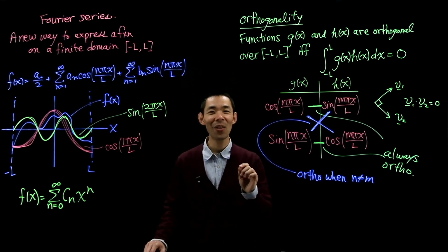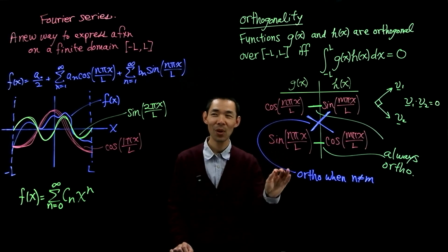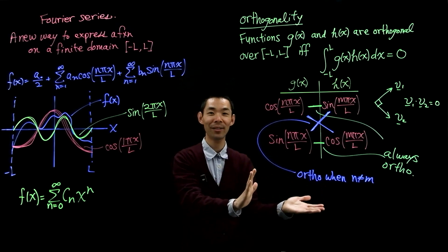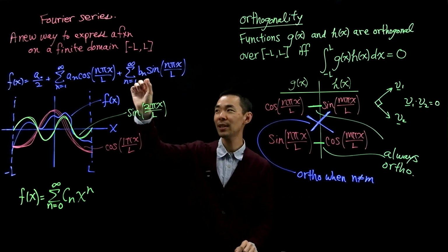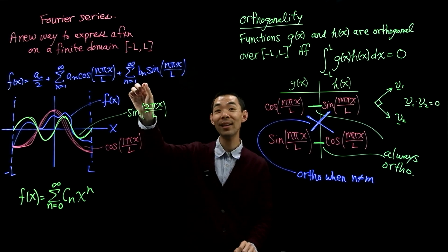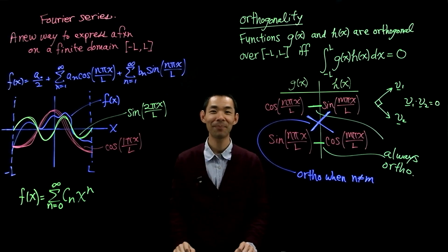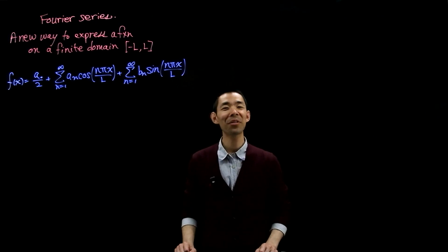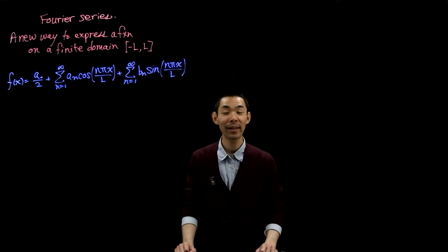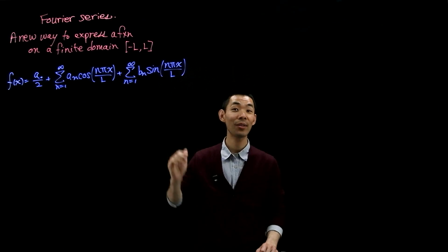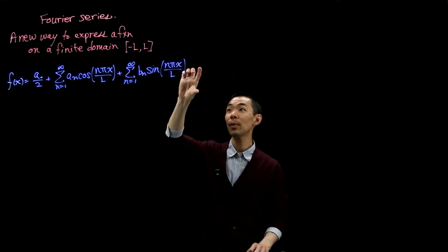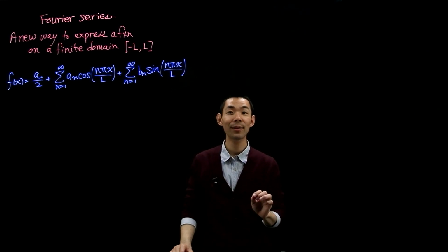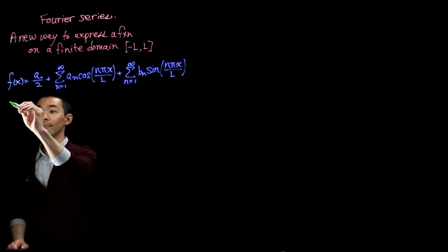OK, that's all I wanted to talk about with regard to orthogonality. We're going to do one operation on the Fourier series that uses orthogonality to pick out a specific value of the weights and determine exactly what they are. So let's do that next. OK, now that we know a little bit about orthogonality, let's use orthogonality to make some progress on how we're going to find the weights. What we're going to do is multiply this entire equation by cosine m pi x over L and integrate.